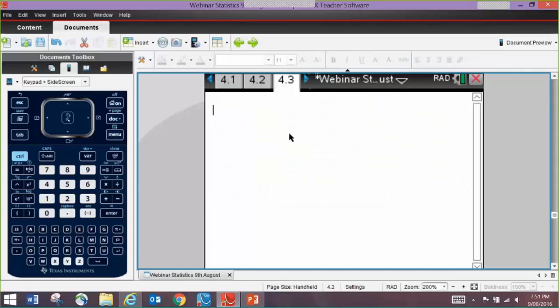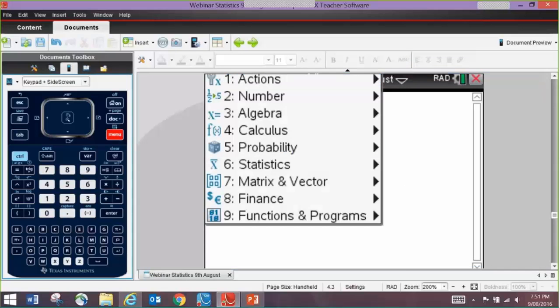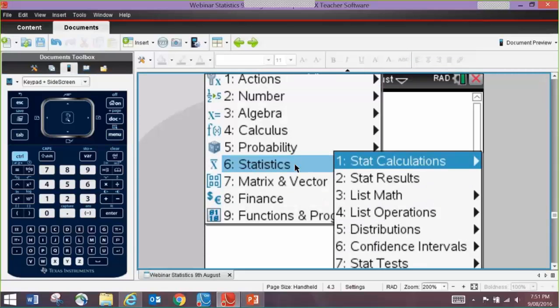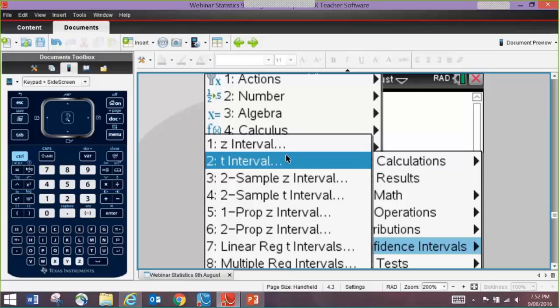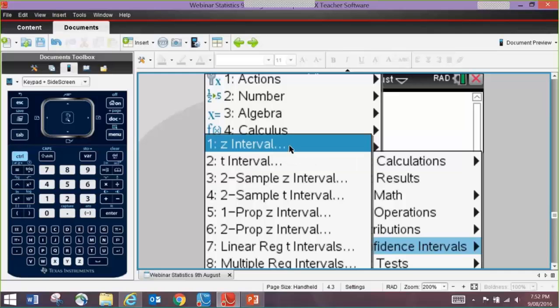So that would be an assumption we would make. Doing the confidence interval, once again it's in stats, but if you have a look down to here, number 6, confidence intervals, and there's actually quite a few. We don't use as many as we did prior to the change in the course of the last couple of years, so that's a good thing, but we're going to use the Z interval.